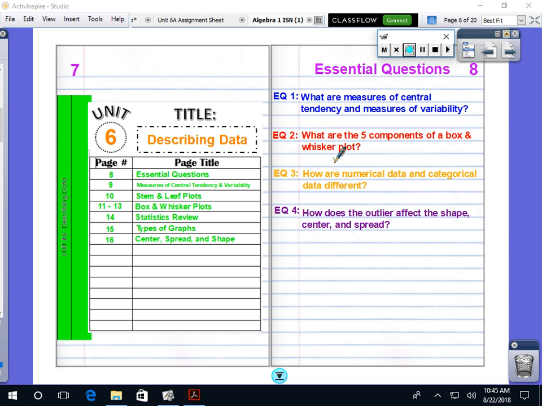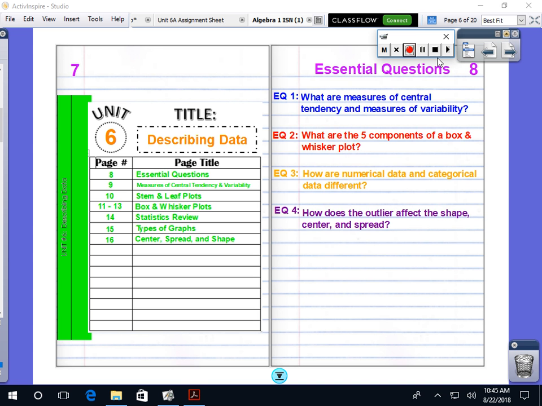Remind me again what an outlier is. Right, the one that's very far away. It could be either one side or the other, okay? Way above it or way below it. But we're going to learn how an outlier will affect the shape, center, and spread.